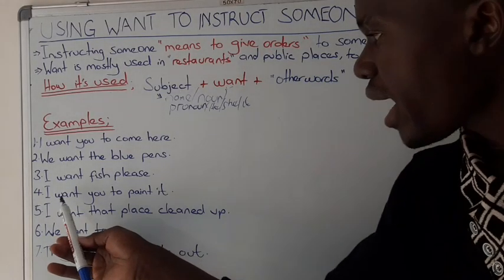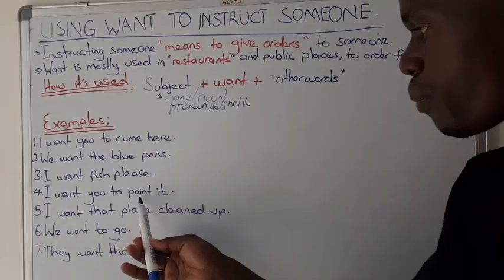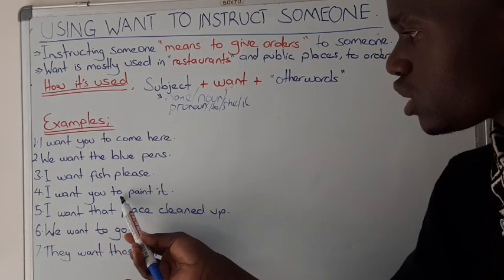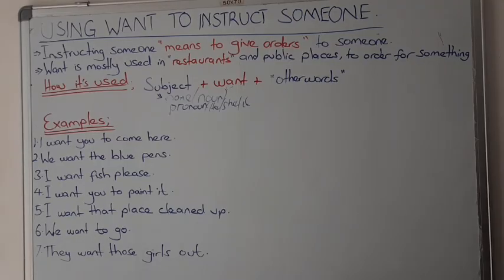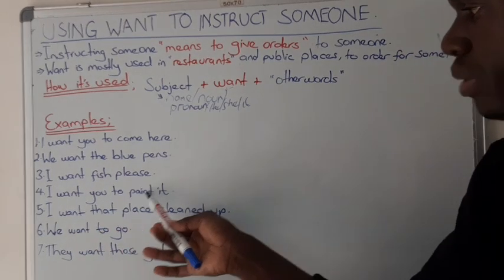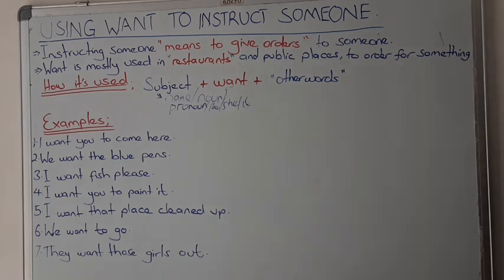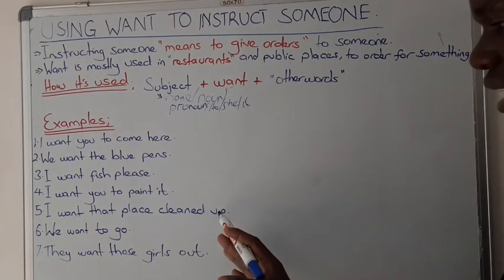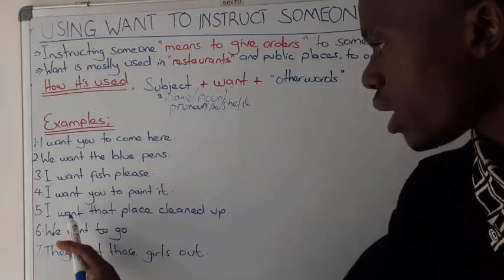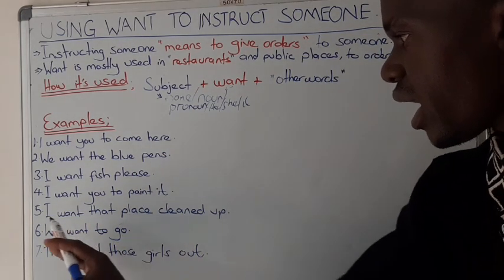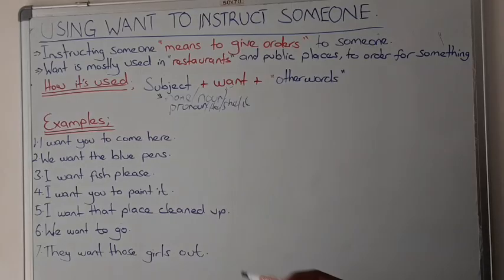Next example: I want you to paint it. Hope you can note the subject, I, followed by want you to paint it. Example 5: I want that place cleaned up. You're giving orders. I is the subject, followed by want, that place. I want that place cleaned up. You're instructing him or her to clean up the place.